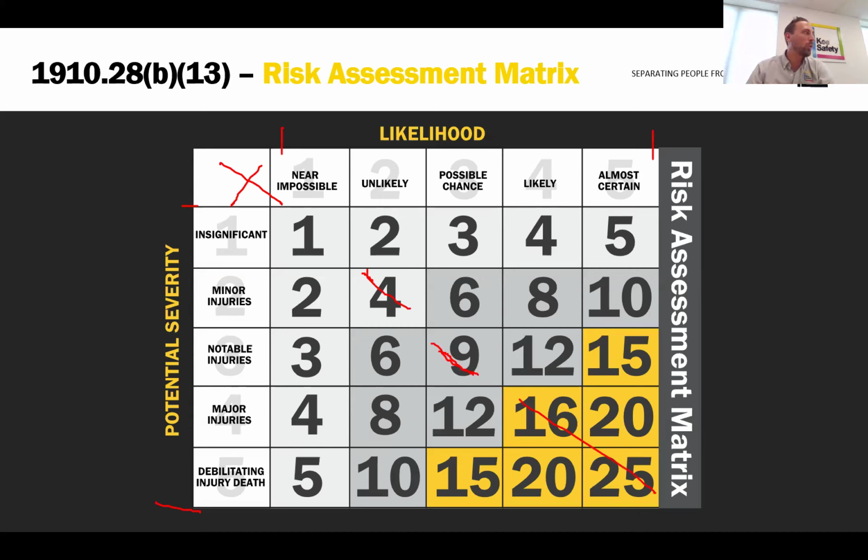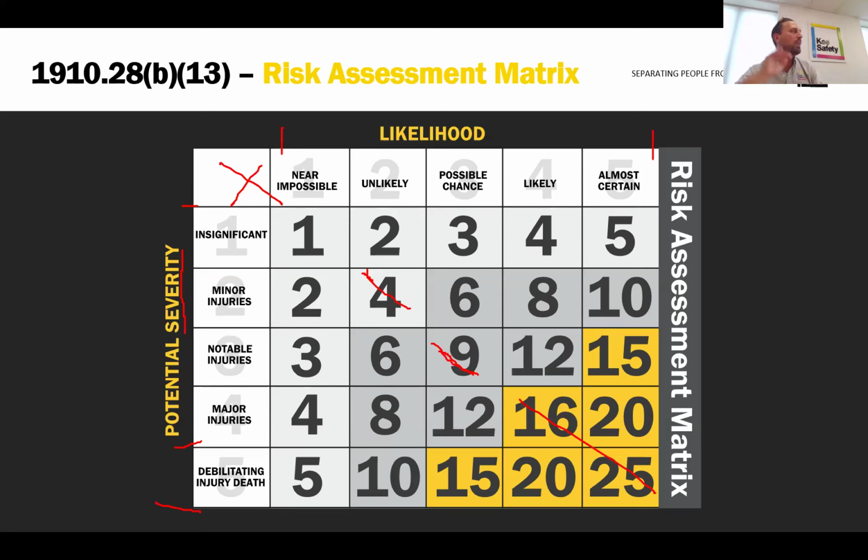And that helps us prioritize which areas we need to protect first, right? We want to hit our critical hazards as the priority. So let's apply this knowledge to fall protection. So in fall protection, the potential severity of an accident is always a 5, right?